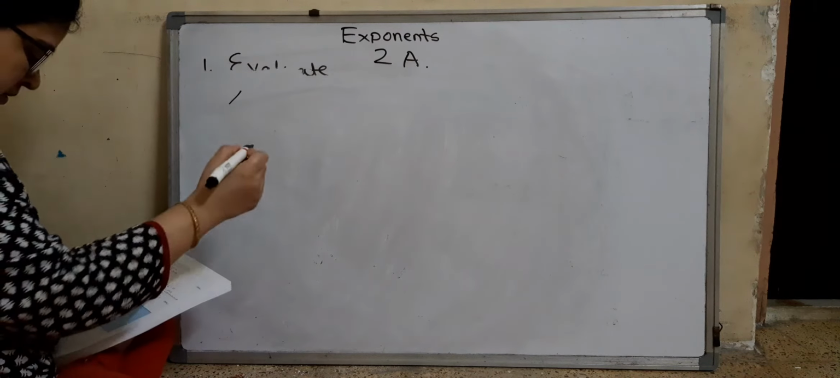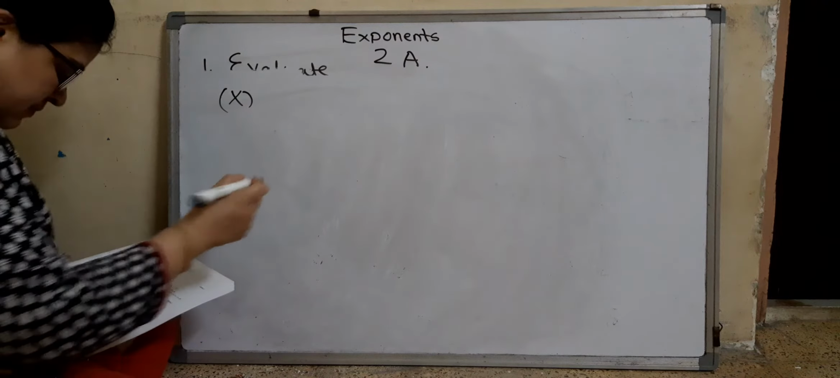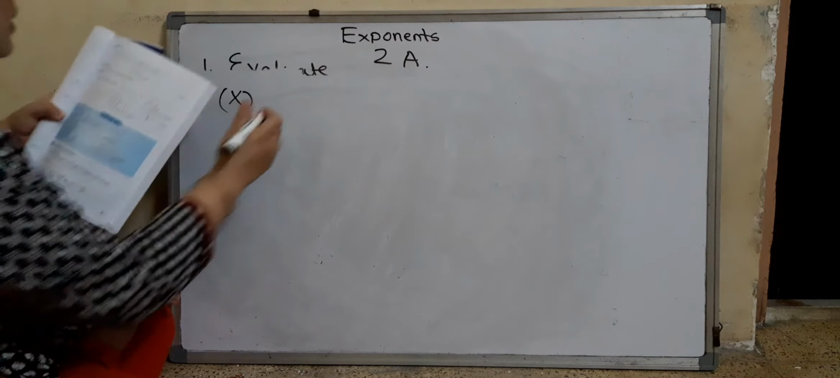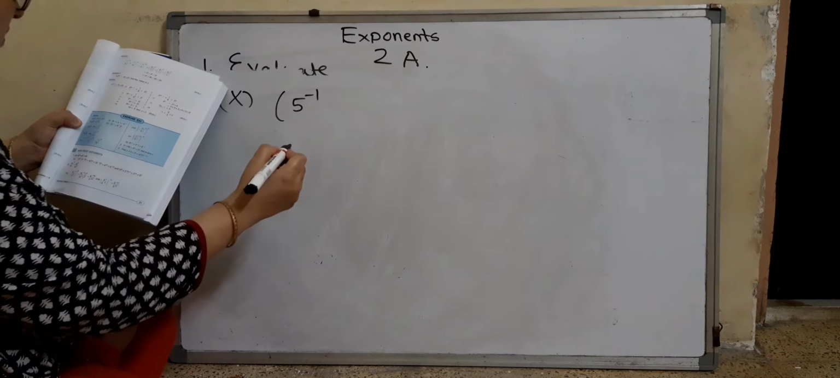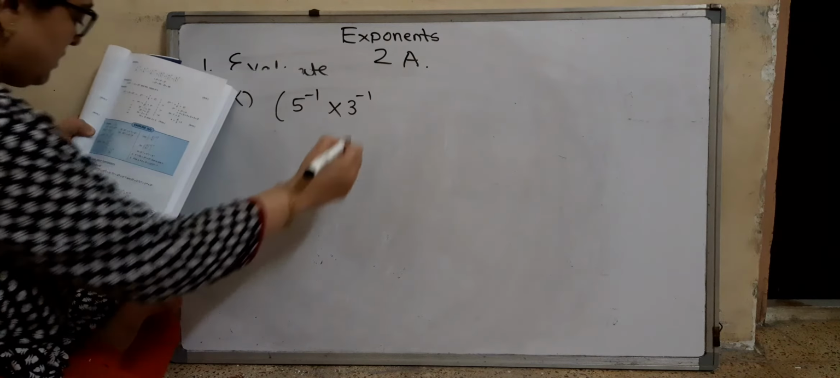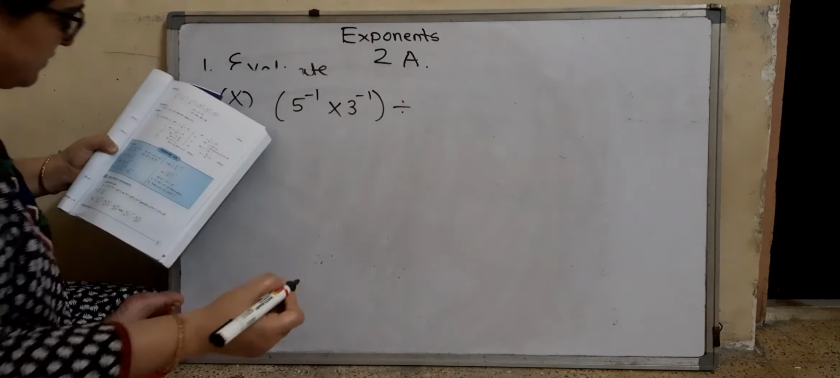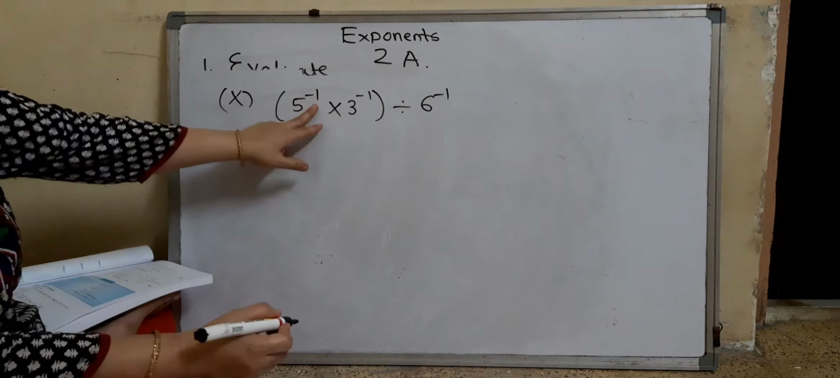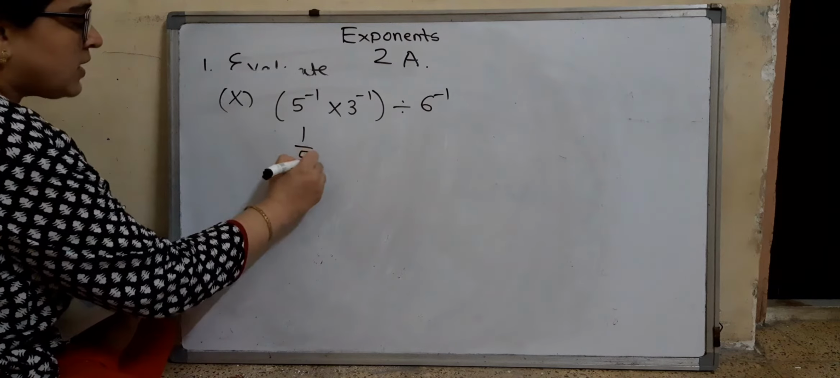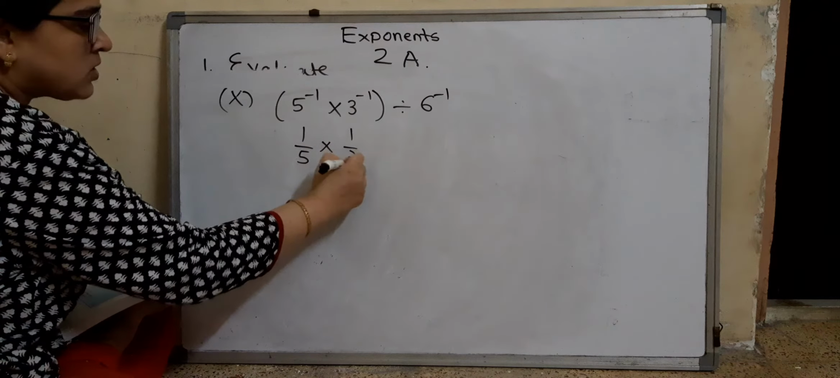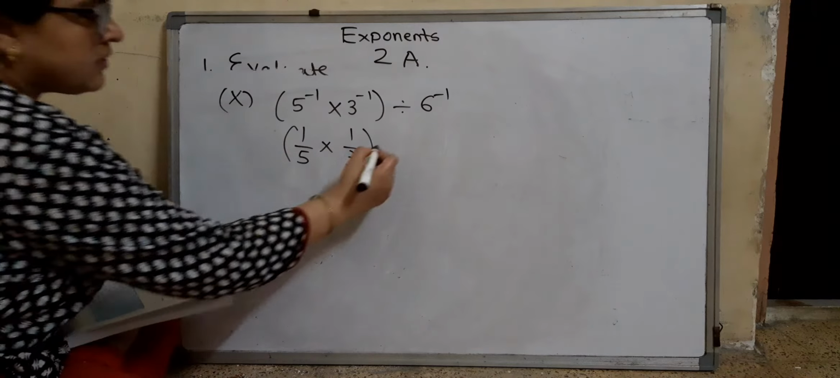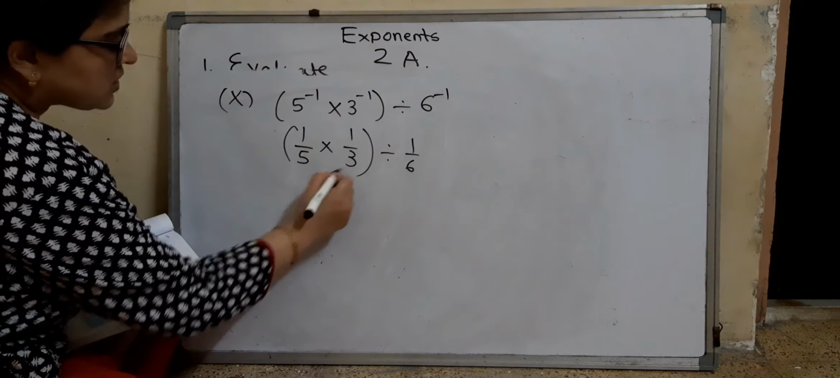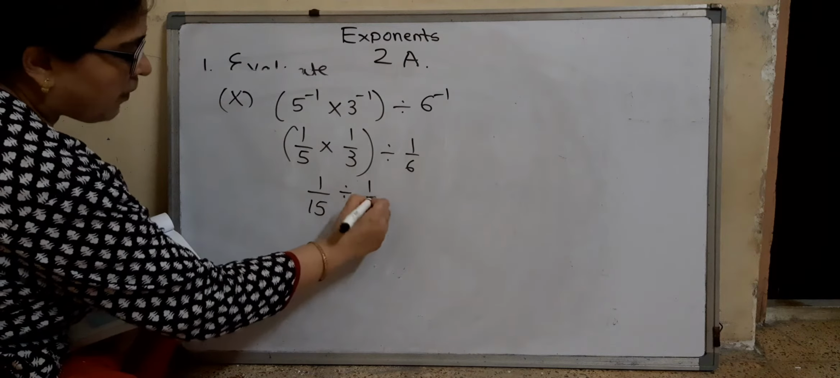Now tenth sum. 5 raised to minus 1, multiplication 3 raised to minus 1, division sign 6 raised to minus 1. Now this is a negative power, so first convert into positive: 1 upon 5 into 1 upon 3, and division sign 1 upon 6. So 1 upon 5 3s are 15, division sign 1 upon 6.